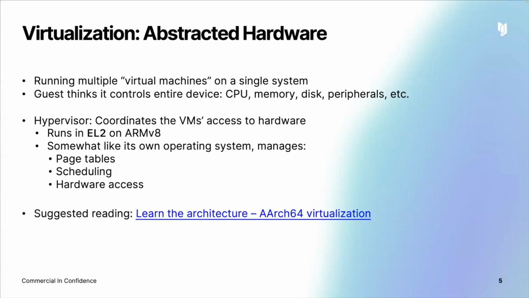So virtualization allows for running multiple virtual machines on a single system. In modern times, there's often architectural support for virtualization, which provides hardware acceleration and enforced separation of resources. A hypervisor coordinates the virtual machines and their access to hardware. On ARM v8, the hypervisor runs in exception level 2, or EL2, and it's kind of like its own operating system, which provides services to other operating systems that run in EL1.